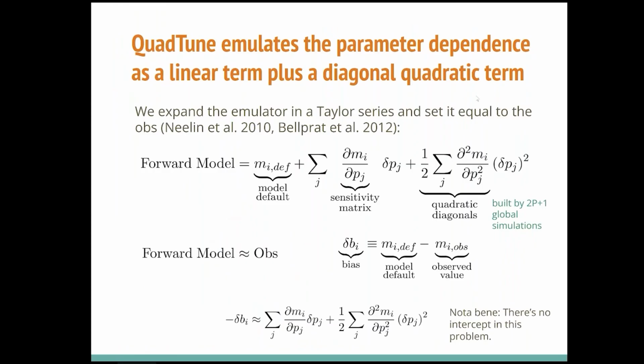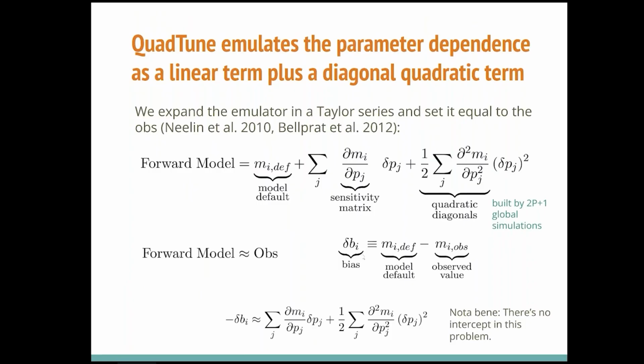Okay, so the point is you can kind of see the sensitivities that develop just by looking at the matrix equations. Now, QuadTune is a quadratic tuner. So all that means is we take our parameter dependence and we Taylor expand it. Our first term is just the sensitivities, and these are our parameters. But we also keep some quadratic terms, namely the diagonal ones. We omit the off-diagonal or interaction terms because that would require too many global simulations and we want to minimize the cost. And then our bias we just define as the default model simulation minus the OBS.